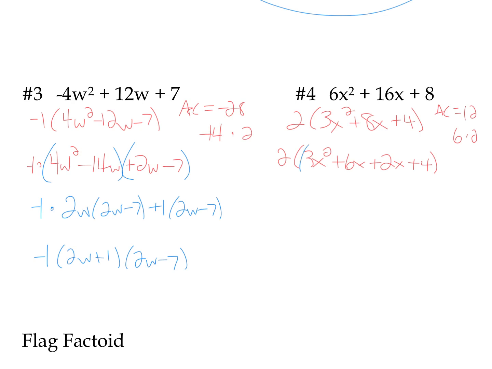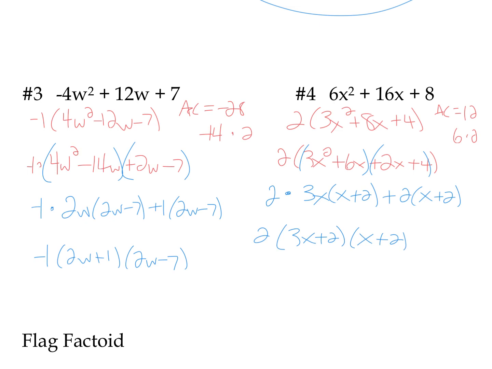Now I'm going to group the first two terms and the second two terms together. So I'm going to have 2, and then in that first grouping, I'm going to factor out a 3x and be left with x plus 2. In the second grouping, I'm going to factor out a 2 and be left with x plus 2. So I'm going to have 2, 3x plus 2, what I factor out of each grouping, and then the x plus 2, which was my common binomial, the same factor in both. So there's my factoring for number 4: 2, don't forget the 2, and then 3x plus 2 and x plus 2.